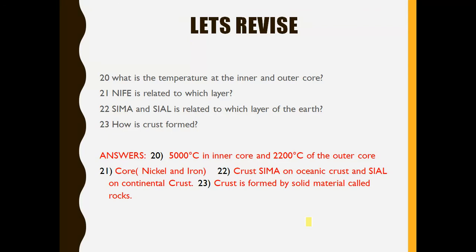Nife is related to which layer? That is core, and it is nickel and iron. Sima and Sial are related to which layer of the earth? That is crust. Sima is on the oceanic crust. Sial is on the continental crust. Now, how is crust formed? Crust is formed by a solid material called rocks.